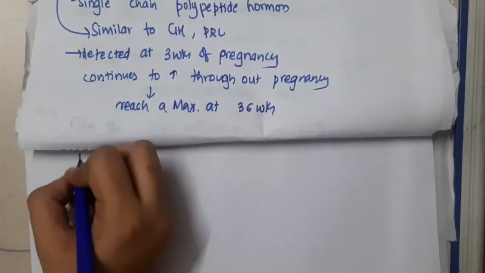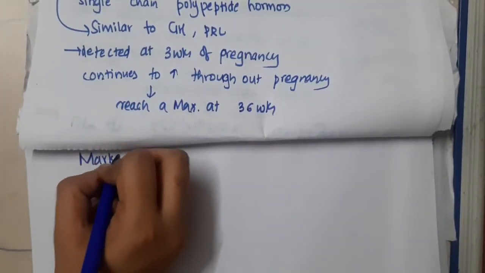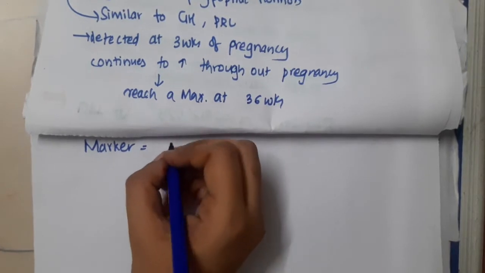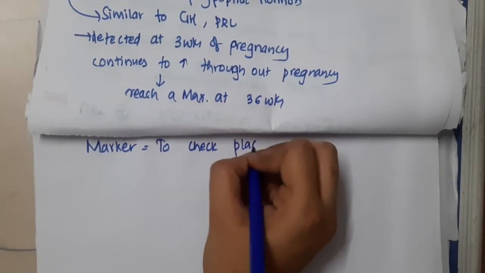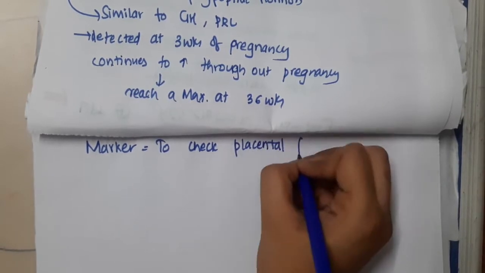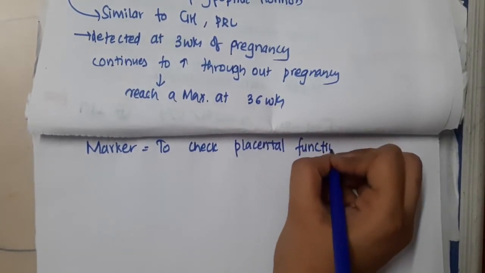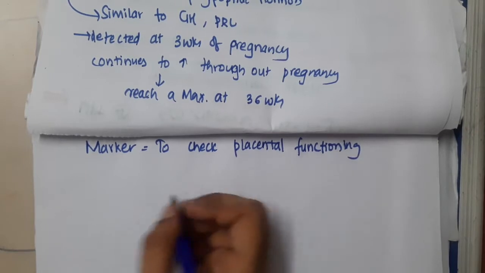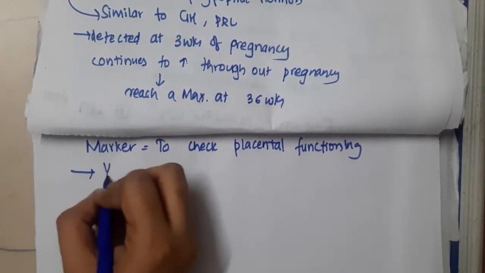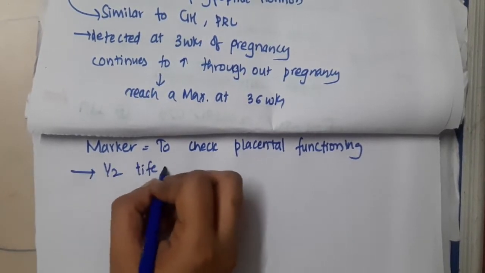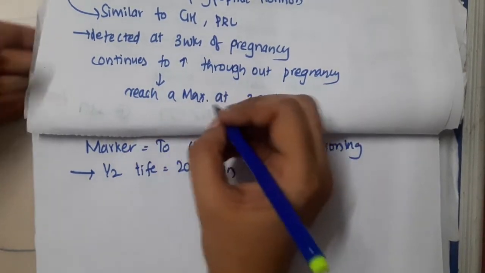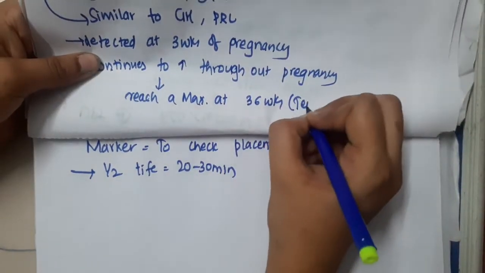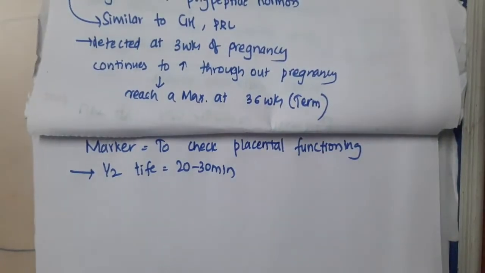Now, if you were asked what is the marker of human chorionic somatotropin, it is used to check the placental functioning. The half-life is around 20 to 30 minutes. Okay, it reaches maximum at 36 weeks, that is, at term it reaches maximum.